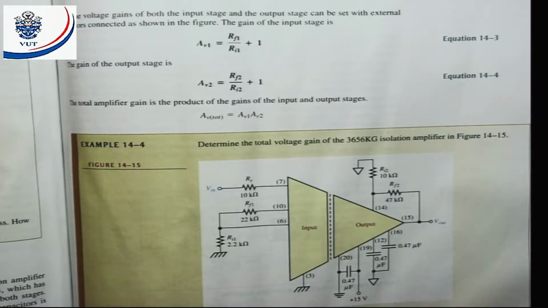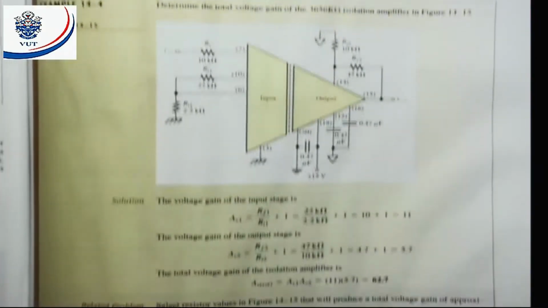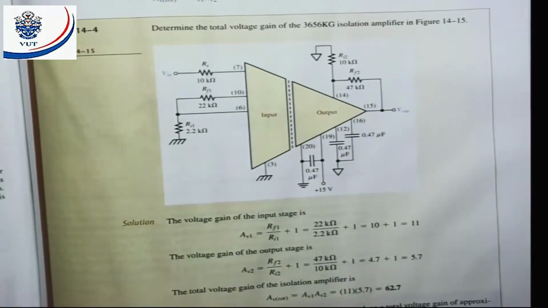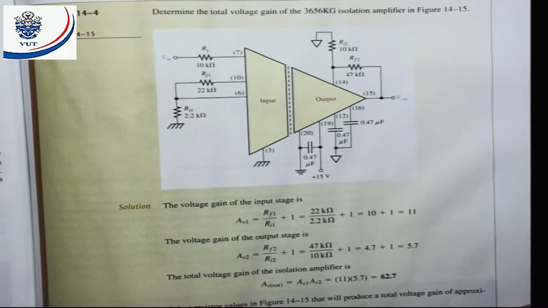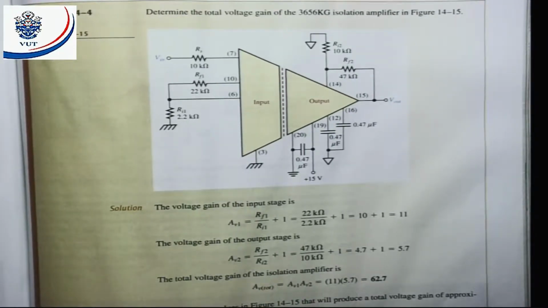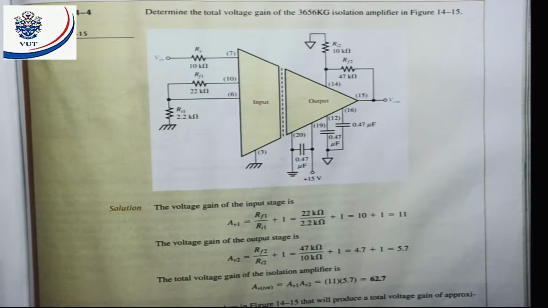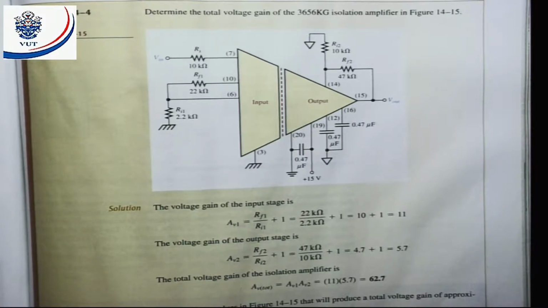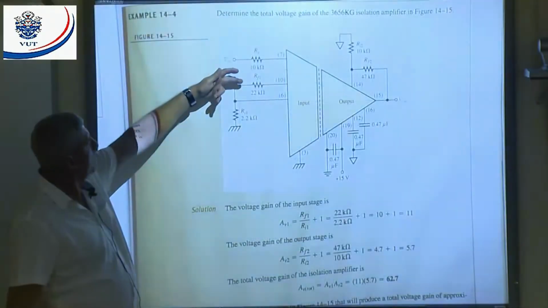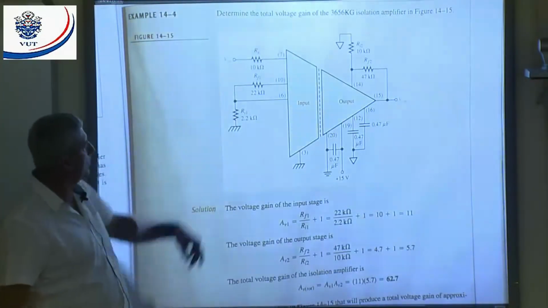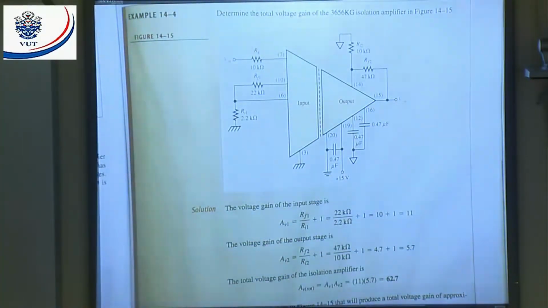Let's have a look at the example. Example 14.4, they say determine the total voltage gain of the 3656 kg isolation amplifier in figure 14.15. All right, they give us the resistor values given here. RF1 is 22K, Rin1 is equal to 2.2 kilo ohms.